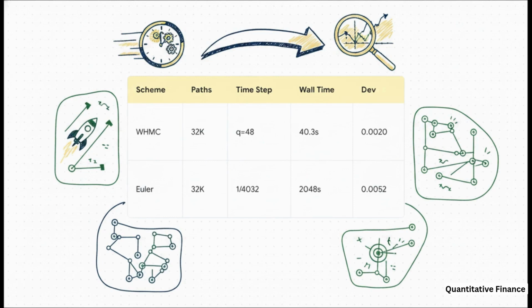Just look at this comparison between the Wiener-Hopf scheme and a traditional fine-grid Euler simulation. For 32,000 paths, the Euler scheme requires an incredibly fine time step just to get somewhat accurate. It takes a massive 2,048 seconds to run, and it still leaves a maximum absolute deviation of 0.0052. But the event-driven Wiener-Hopf scheme reaches an even better accuracy, a tiny deviation of just 0.0020, in approximately 40 seconds. We are talking about 40 seconds compared to over 2,000 seconds. It is orders of magnitude faster and significantly more precise.